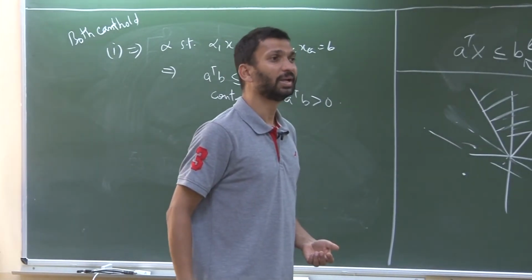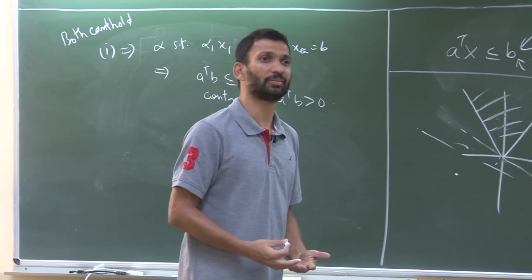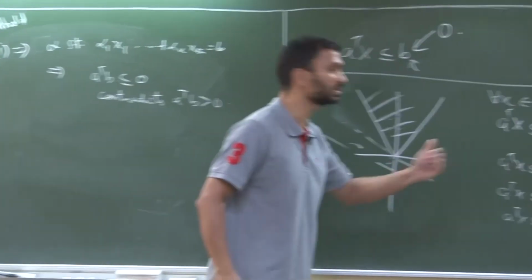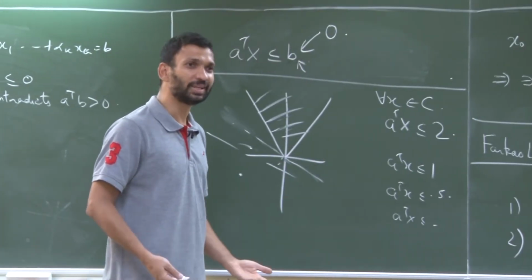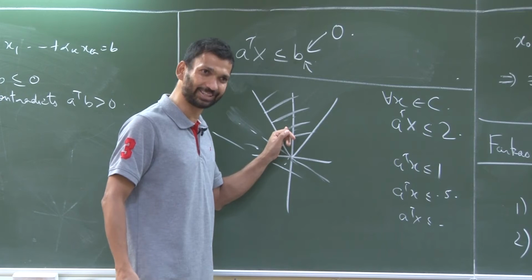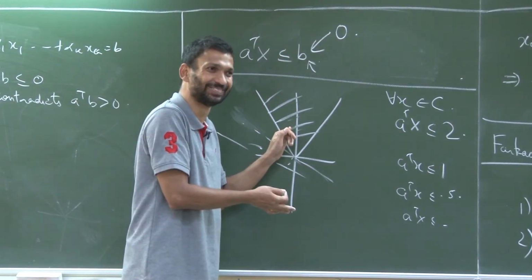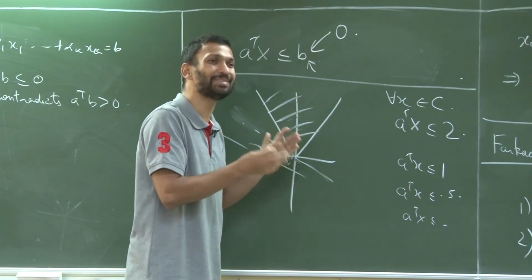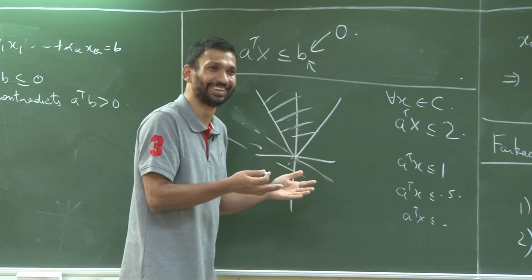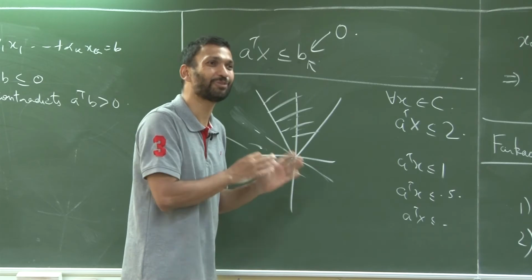Right? And why did you take so much time? Think about it. This is an equation. What you are saying is that if there is a point inside the cone, then there cannot be a hyperplane separating them. Should that be hard? This is what you have proved by equations.